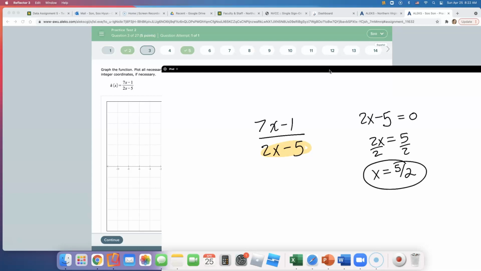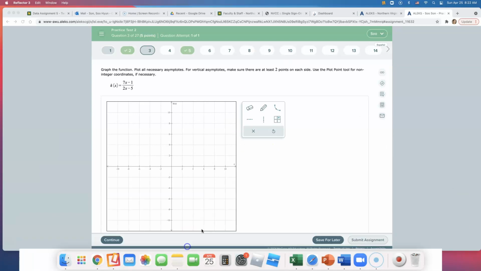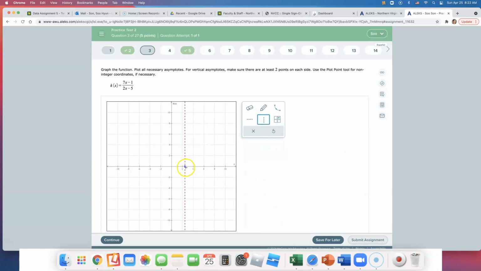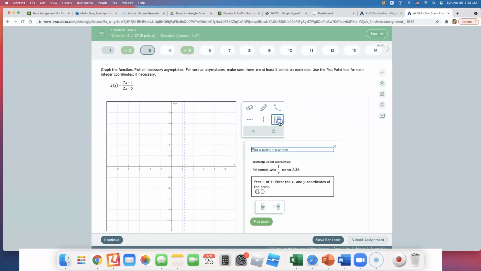Let's go ahead and graph this using a vertical dotted line. So dotted line, I'm going to go ahead and go 2 to the right, because 5 over 2 is 2.5, right? Oh no, I may need some help. I'm going to go ahead and click on this. I do want to plot 5 over 2, and not any value, 0. I'm going to go ahead and plot that, and I will go ahead and draw a dotted line right there. And that's perfect.